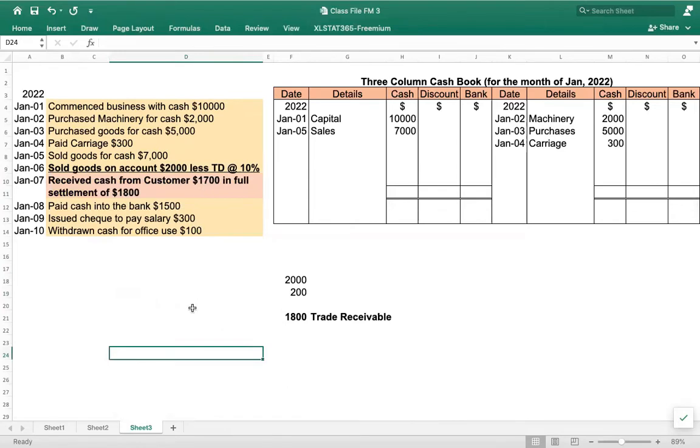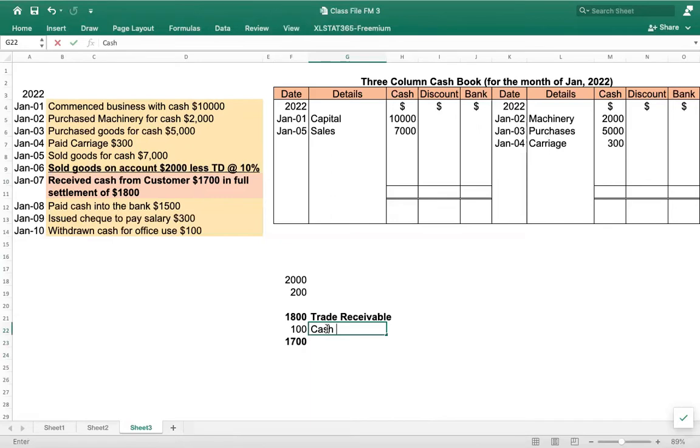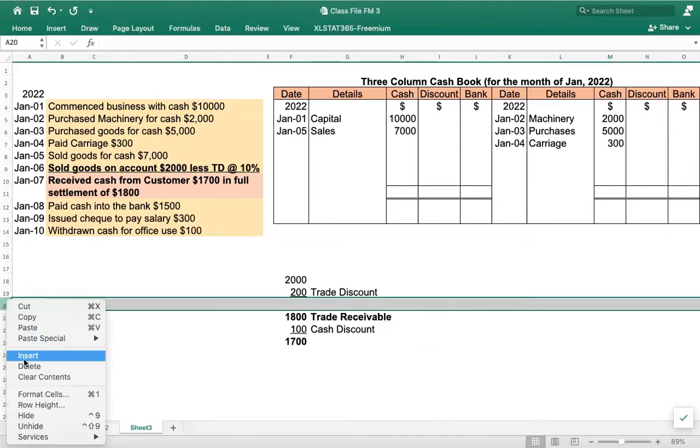So this discount is known as cash discount. He owes me 1800, but I allowed him $100 more. And I am taking only how much money? 1700. So this is known as cash discount. And this is known as trade discount. Got it? So I hope understood what is trade discount and what is cash discount.